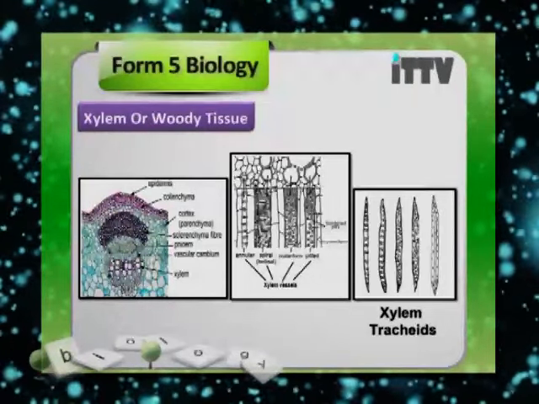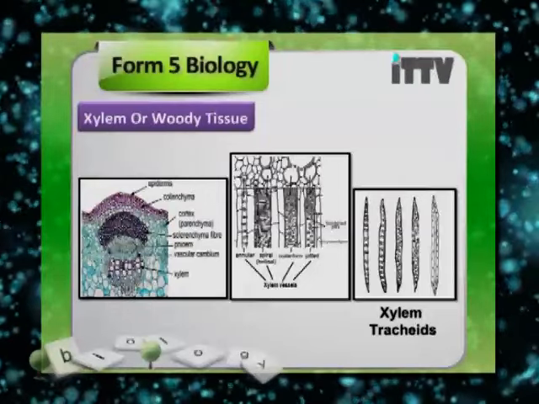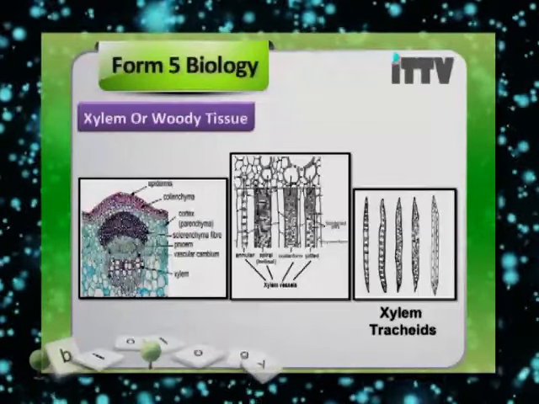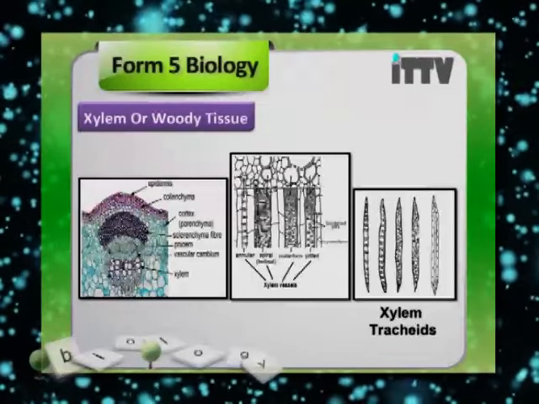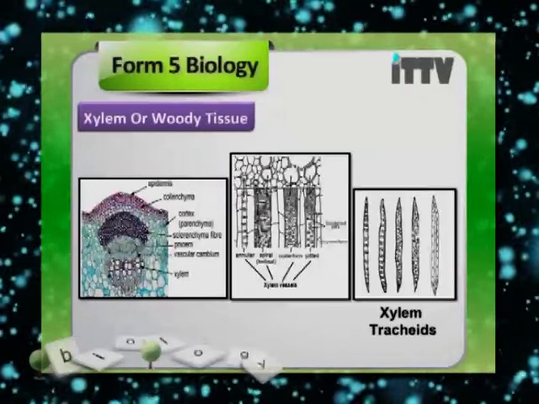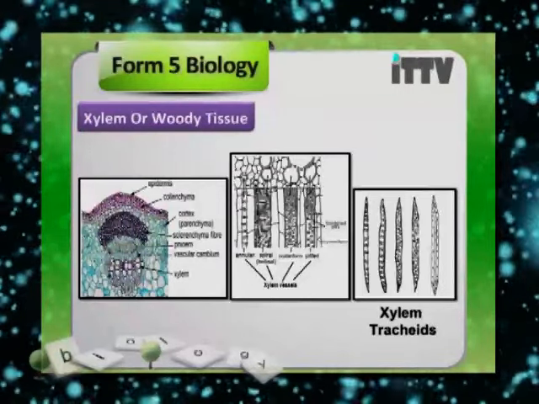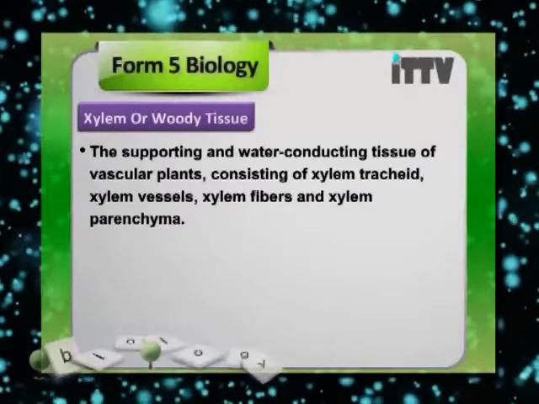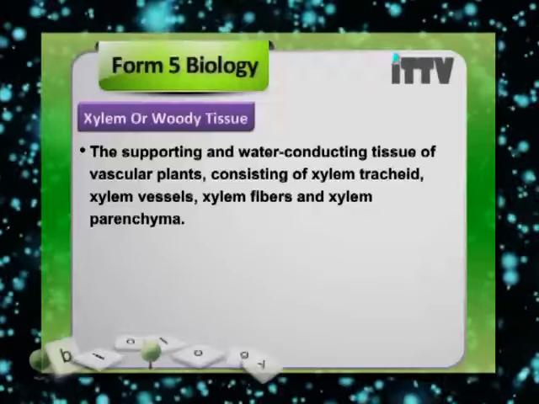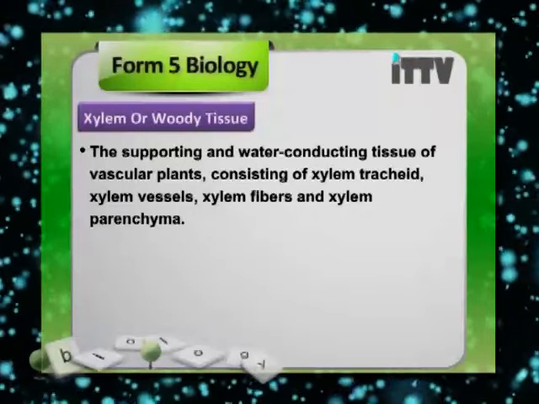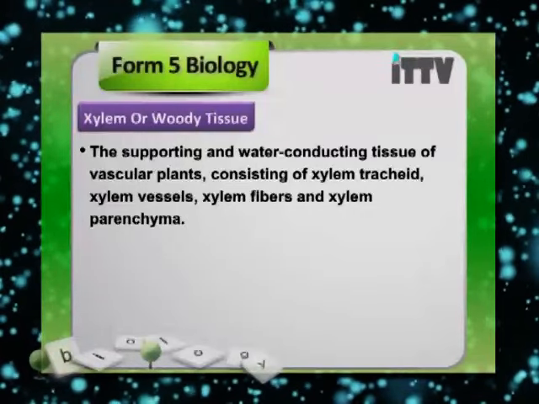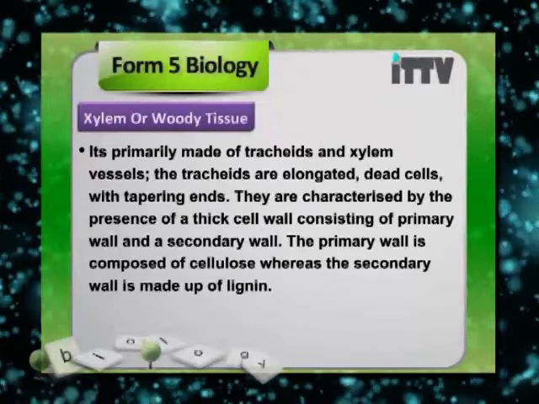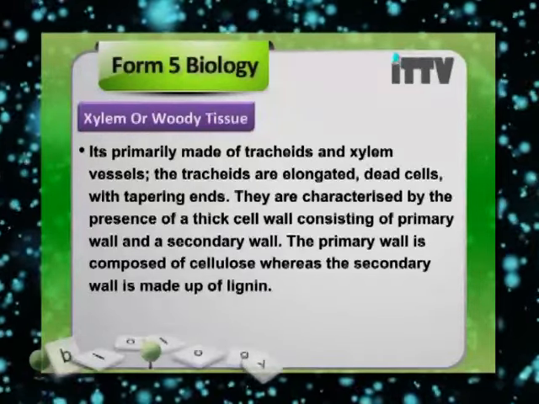But of course, in this way, water movement is less efficient as compared to movement of water in xylem vessels, which are just long hollow, continuous tubes. So water moves easily without any obstruction in the xylem vessels. So, the supporting and water conducting tissue of vascular plants consists of tracheids, xylem vessels, xylem fibers, and xylem parenchyma. It's primarily made of tracheids and xylem vessels.